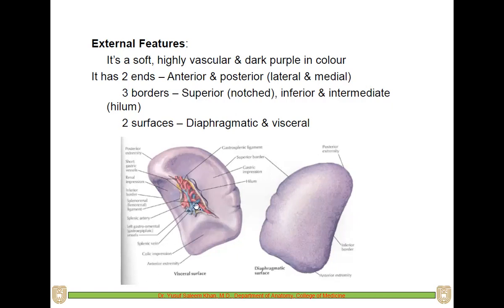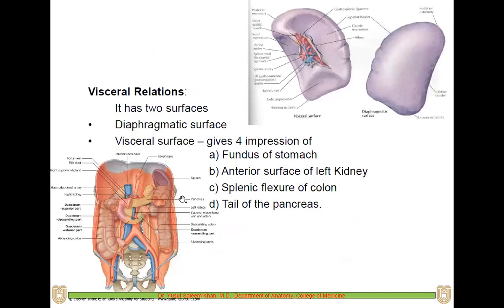Okay, and you can see in the center there will be a site where the structures will be entering or coming out. That will be called the hilum of the spleen. Now coming to some of the important visceral relations of the spleen. So it has two surfaces as we saw, the diaphragmatic surface and the visceral surface. The visceral surface will show the visceral impressions. The diaphragmatic surface will be in contact with the diaphragm, so it will be smooth and there is no visceral impression there.